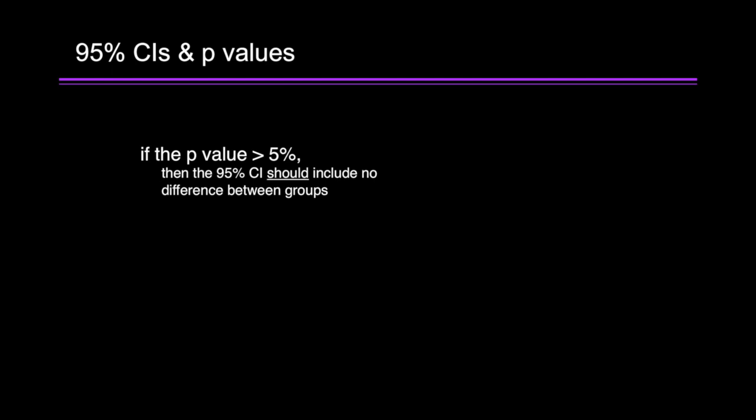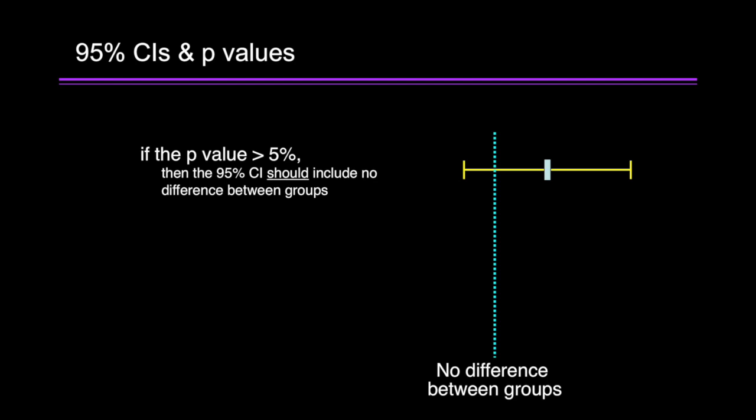If the p-value is greater than 5%, that is, there's no significant difference, then the 95% confidence interval should include no difference between the two groups. So here's the confidence interval. Somewhere in that confidence interval should be no difference between two groups. And the effect size may be on the other side, but as long as the confidence interval includes no difference between the two groups, the p-value is greater than 5%, no significant difference.